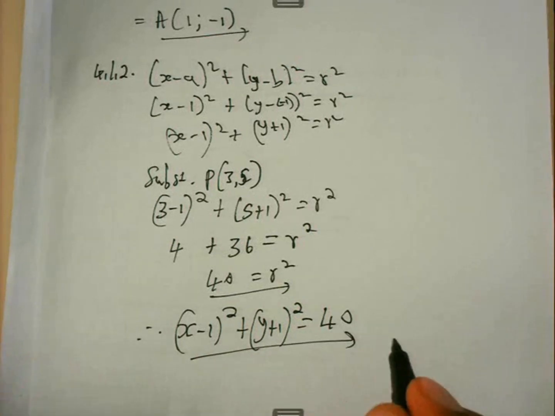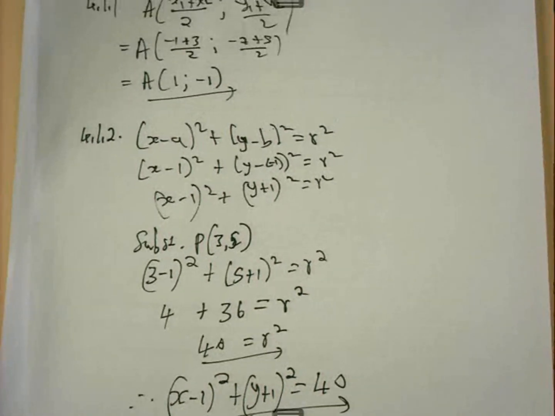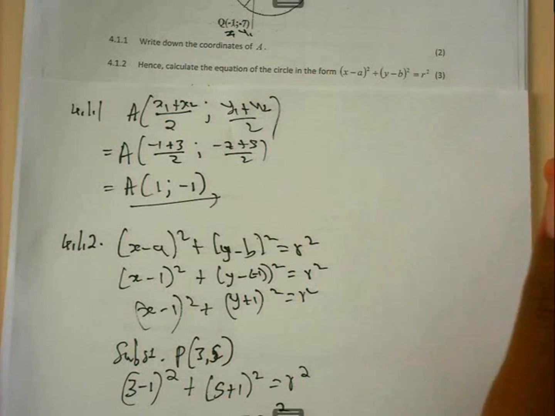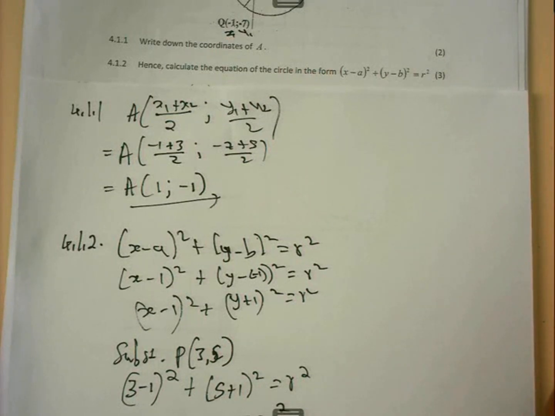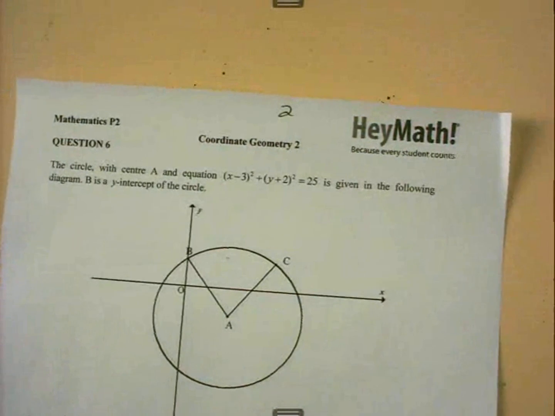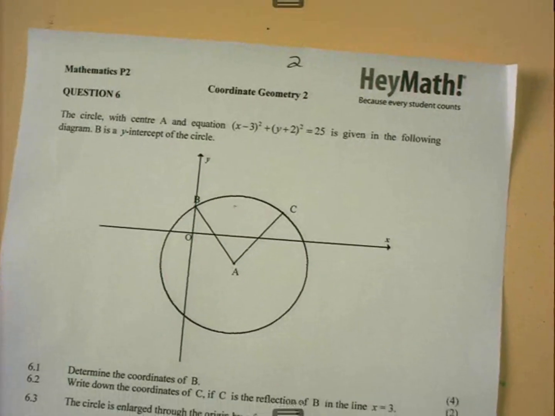That will be the equation of the circle with the center A. Right, now boys and girls, I believe at least now we have two questions where we have calculated the equation of a circle centered at any point. Right, now let us take the third one to see what we have now. That is question 6.